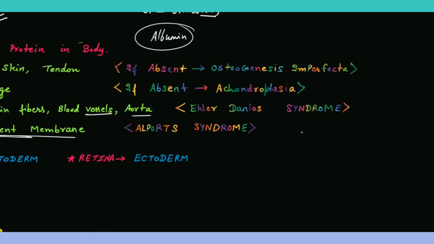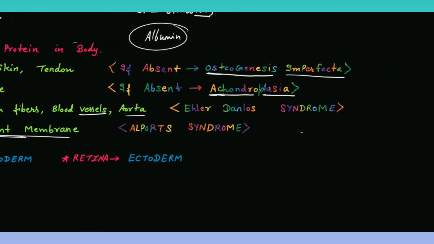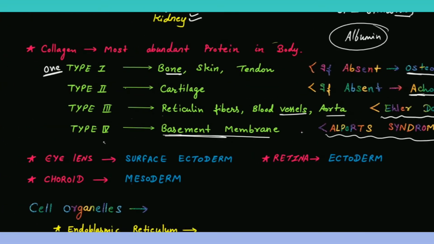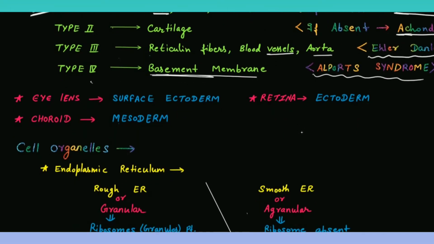If type 1 collagen is absent from the bone, it causes the disease osteogenesis imperfecta. If type 2 collagen is absent, the cartilage is absent, causing achondroplasia. If type 3 is absent, it causes Ehlers-Danlos syndrome. If type 4 is absent, it causes Alport's syndrome. That's it for collagen.